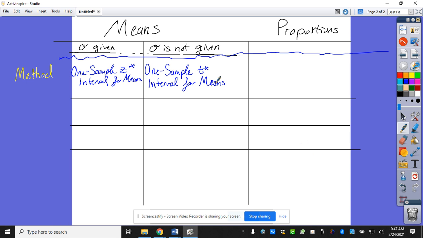And our third one obviously isn't for means anymore. What's the whole thing of this one? One sample interval for the proportion.